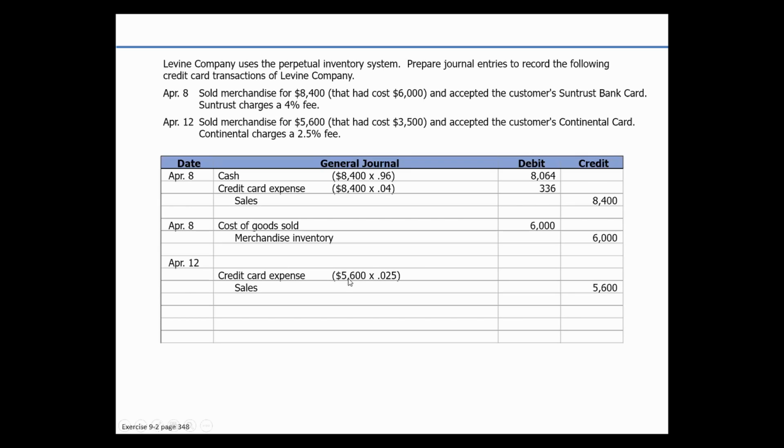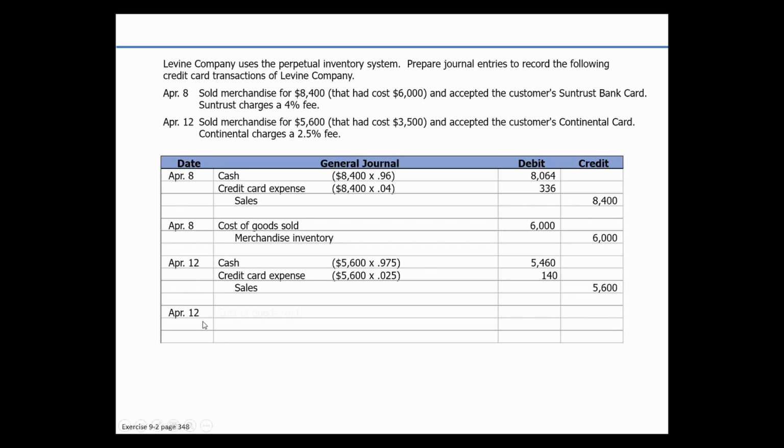Same thing, so $5,600, this time it would be times 0.025, which is 2.5% converted to a decimal. So the processing fee would be $140. And then cash would be $5,460. And again, you could take $4,600, subtract $140, you're going to get the amount.